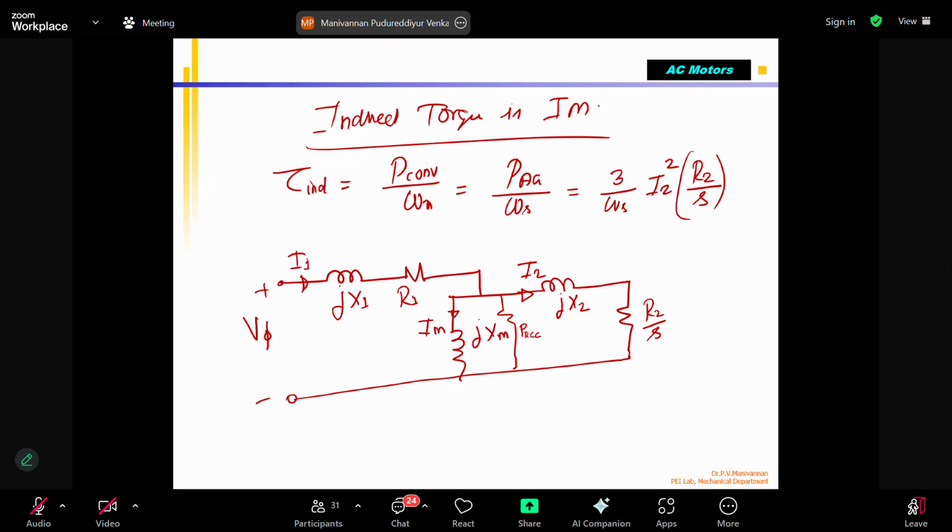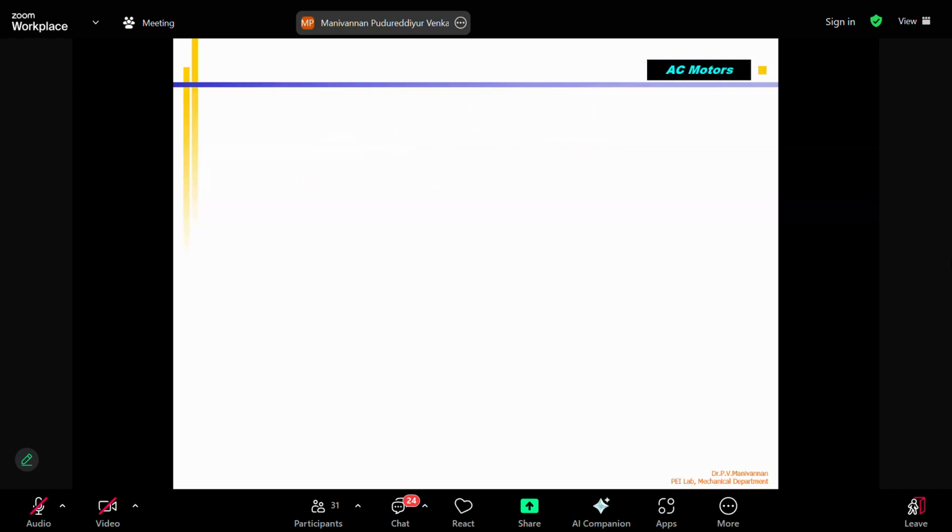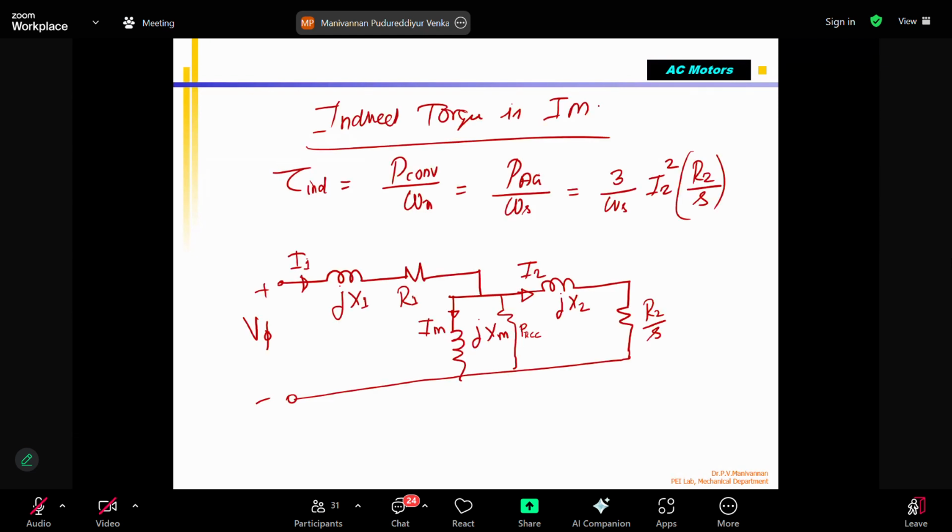Okay. Now this can be reduced. We need to find out the induced torque. For induced torque, we always need I2, correct? If you see the equation, our interest here is to find I2. To find I2, we need to find out how much voltage is induced in the rotor, and then we have to find out what the equivalent circuit is. So we need to find the equivalent circuit of this. That's what we are going to see in the next slides.